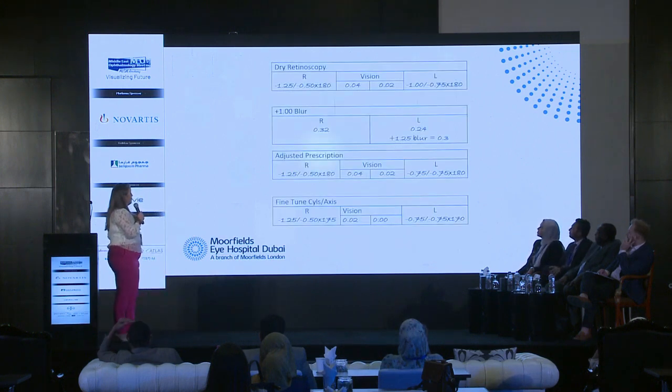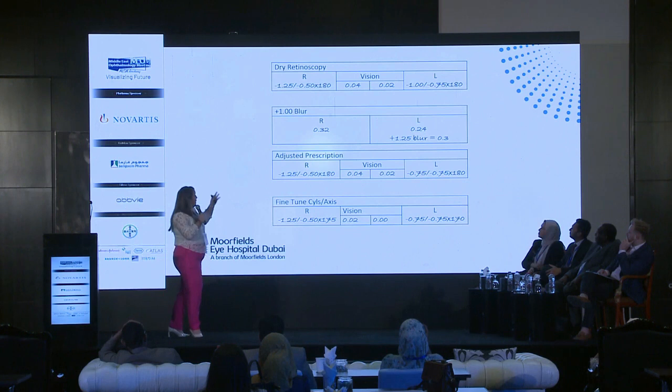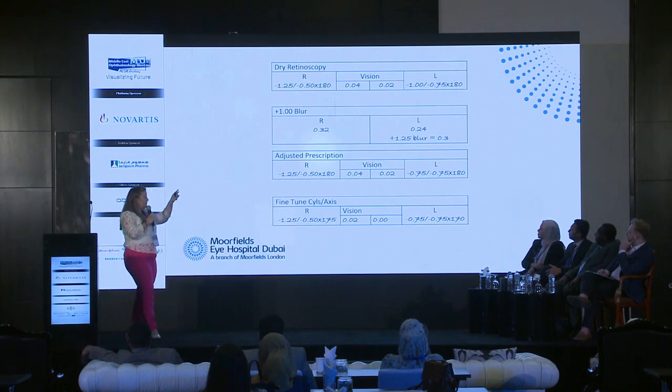So, I would do a dry ret, this is the results, and I'd check the vision. I would do a plus 1 blur. I don't think we utilize a plus 1 blur enough either. Plus 1 blur should push you back 3 lines, which it has done in the right eye, left eye not quite there, but if we give a little bit more plus, then it does, okay? So let's adjust the prescription a little bit. I hope you can follow that. And then fine-tune the cyl and axes.